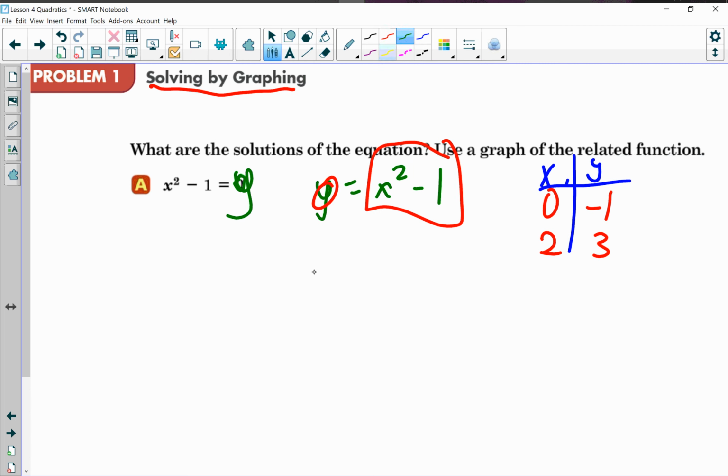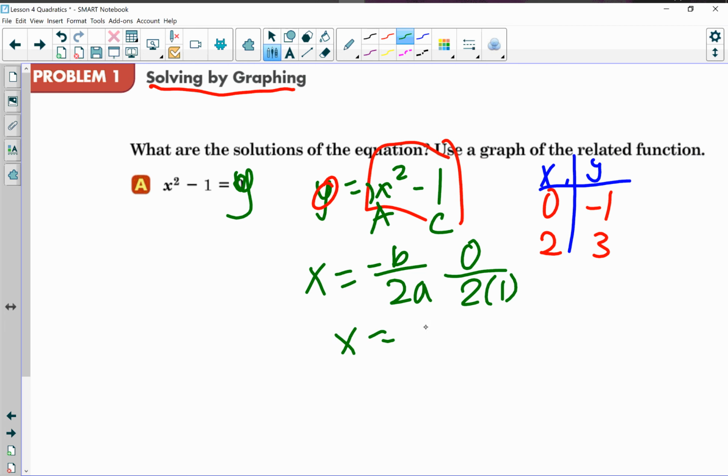Or we can find the vertex by first finding this x value. So the opposite of b here would be 0, because there is no plain x. So we have our a and we have our b. A is 1, and b is, or sorry, not b, that would be our c. It's our constant, it doesn't have an x next to it. So our b is 0, the opposite of 0 is still 0, and 2 times 1 is 2. So the x value of our vertex would be 0 over 2, which is the same as just 0.